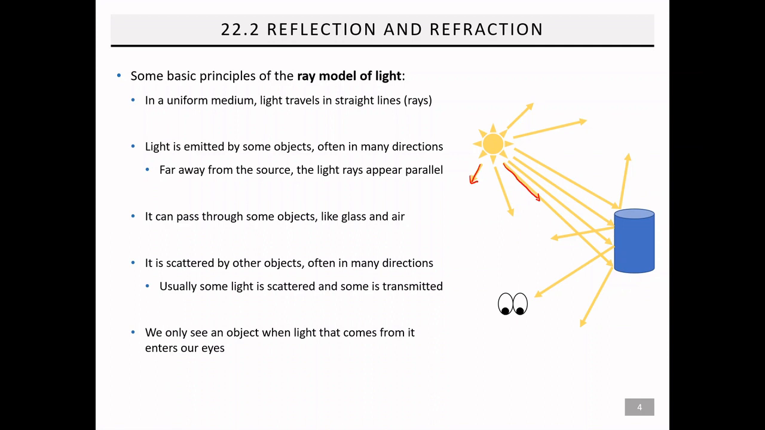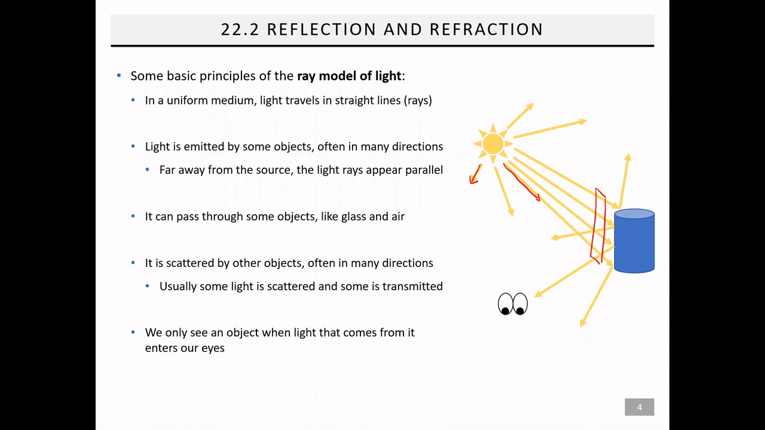So light is emitted by some objects, often in many directions. The sun is emitting the light in all sorts of directions. When you're relatively close to the sun or a light bulb, those rays might be coming out in all directions. But if you're very, very far from the sun, so if you're looking at the light rays in this region over here, those rays start to look more and more parallel to each other.